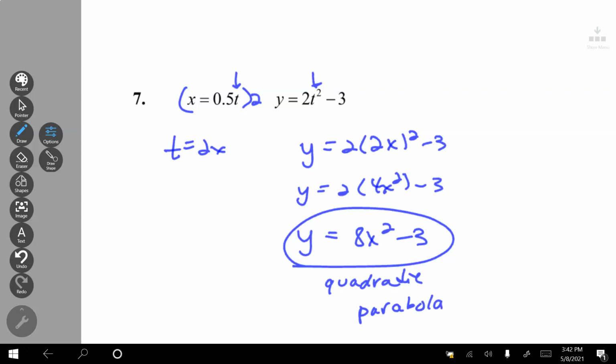And every single time we took our two equations, one for x, one for y, we solved for t, we put it in the other equation, and we were done with only one equation that had x's and y's, and that was it.